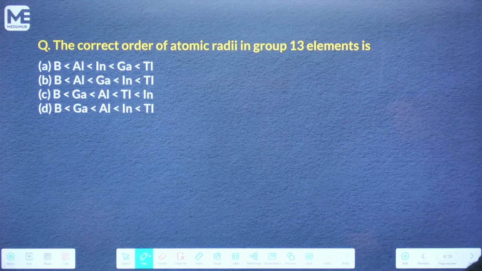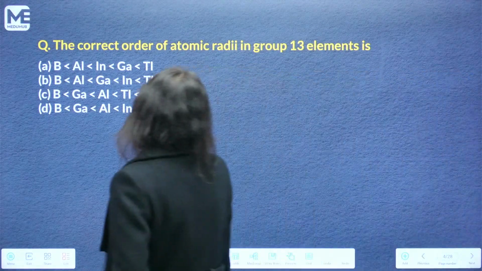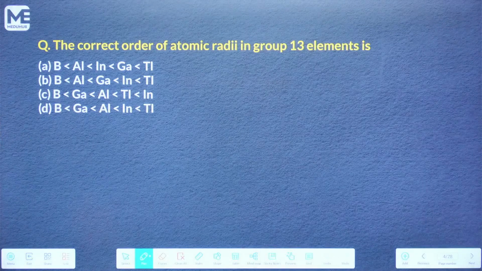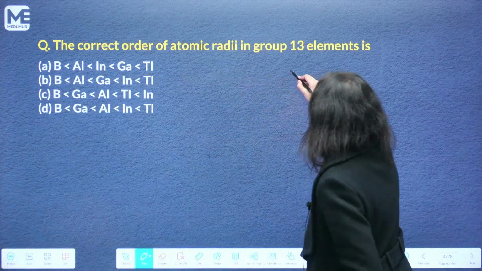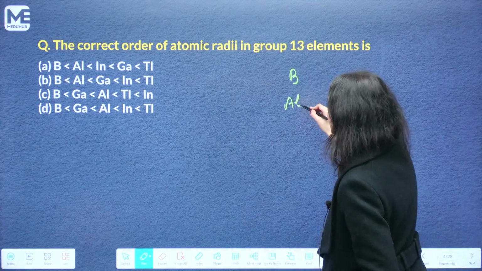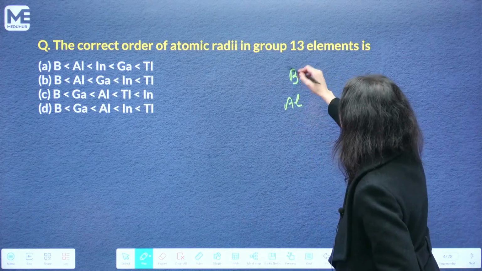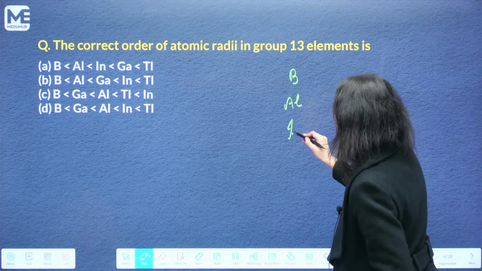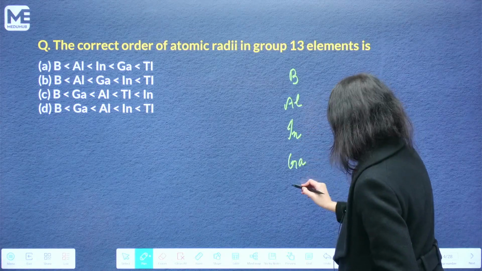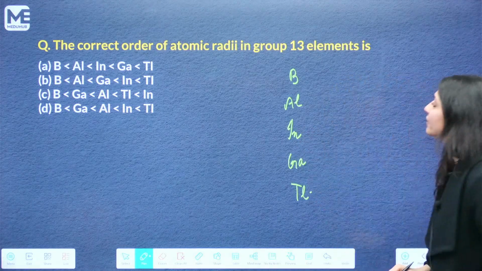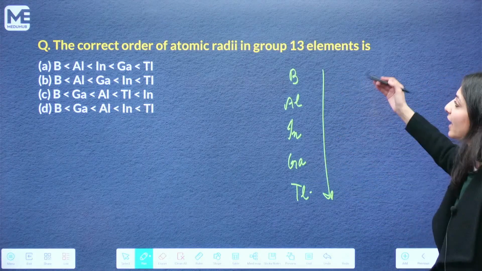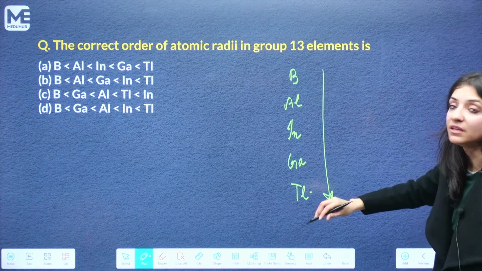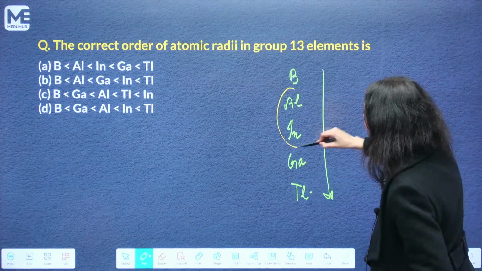Next. Now, the correct order of atomic radii in group 13 elements. This also we have just discussed. So ideally, if you have a group, this is group 13, boron, aluminium, gallium, indium, thallium. So moving down the group, more shells are getting added. So ideally the atomic radii should increase, but an anomaly is observed here.